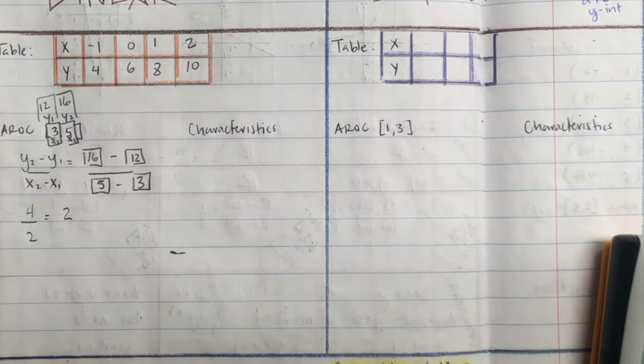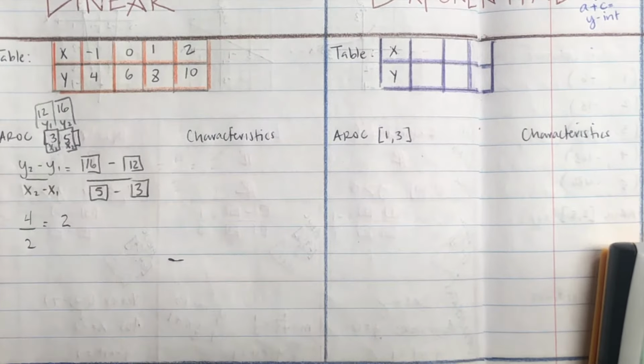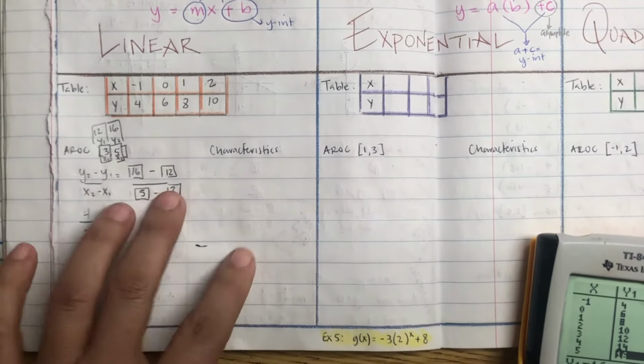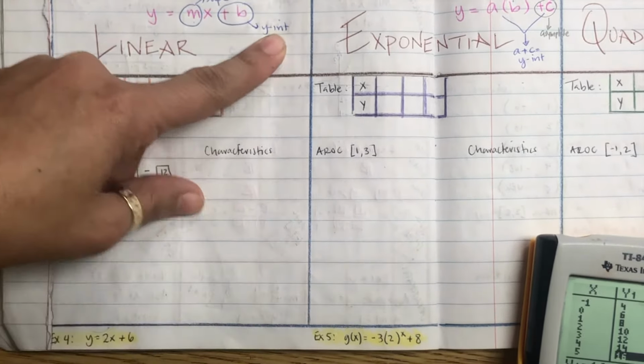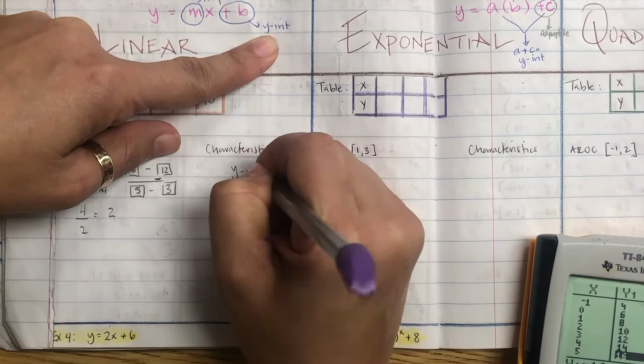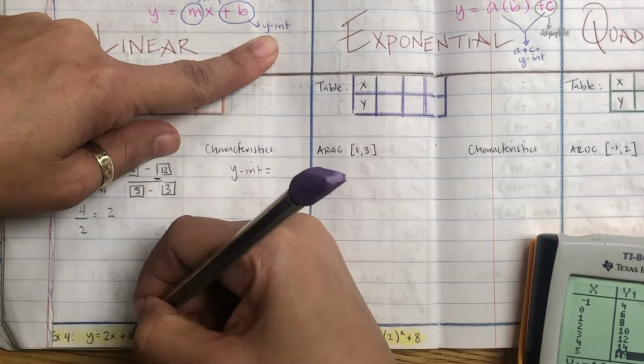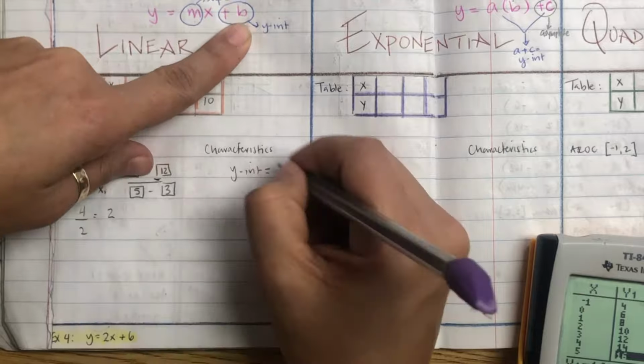Okay. What characteristics about this can I tell? From a linear equation, I can always grab the y-intercept, which is equal to 6, which is the plus b.